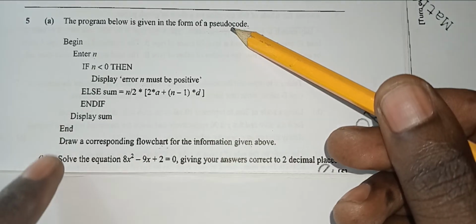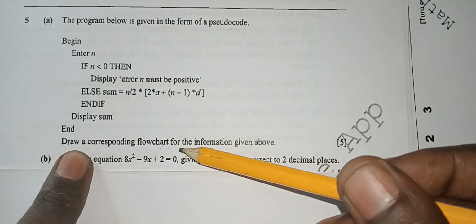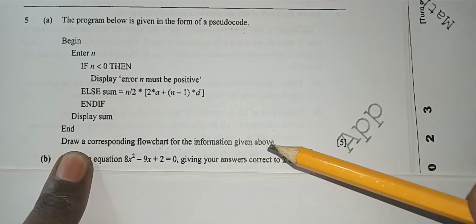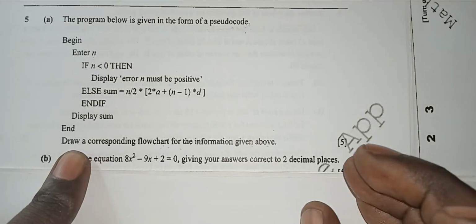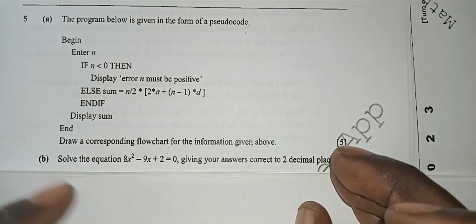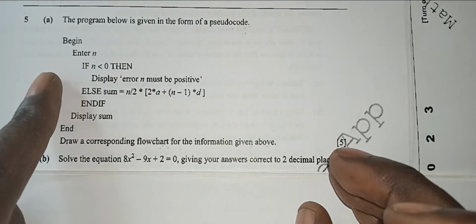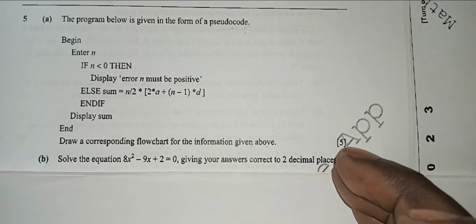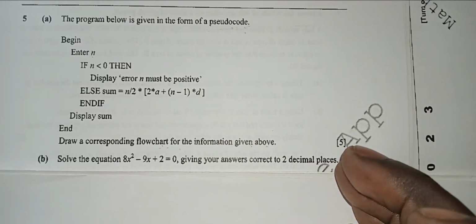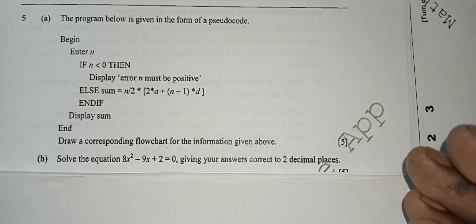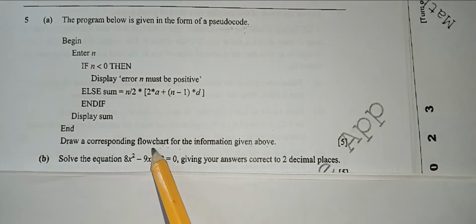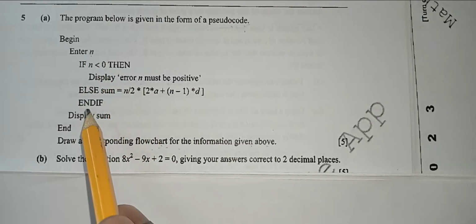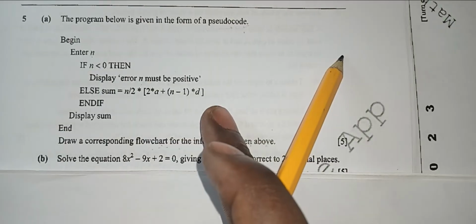So draw a corresponding flowchart for the information given above. So we need to understand that we can present information in two forms: in a pseudocode, which is simply about statements which are representing a step-by-step procedure on how a task can be performed. That is what a pseudocode is. Or we can use a flowchart, which is a diagrammatic representation of the same steps, now using different symbols that we use under computer mathematics.